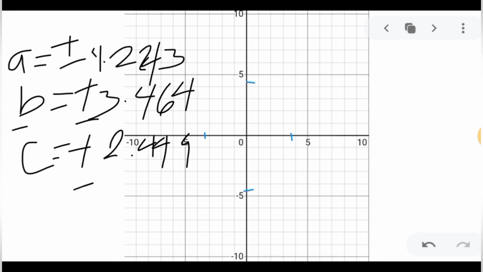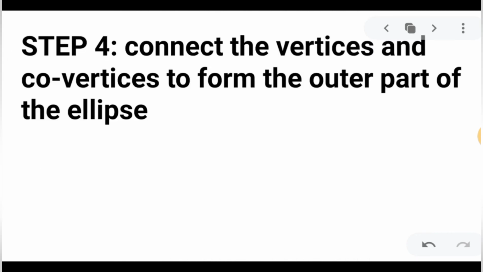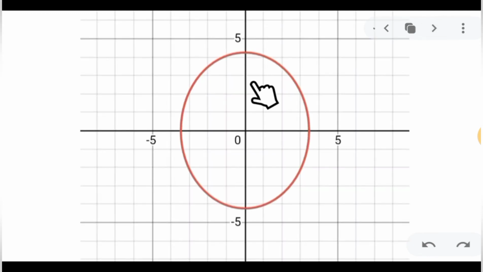And then since ang major axis ninyo ay nasa y-axis, doon nyo ipa-plot yung c. That is 2.449. Wala pang 3. 1, 2, dito yan. 1, 2, dito yan. Okay? So, the next step is we have to connect the vertices and co-vertices to form the outer part of the ellipse. That is 1, 2, 3, 4. Then 4.243, wala pang 4.5. Same. Tapos, yung co-vertices ninyo ay 3.464. 1, 2, 3. Wala pang 3.5.